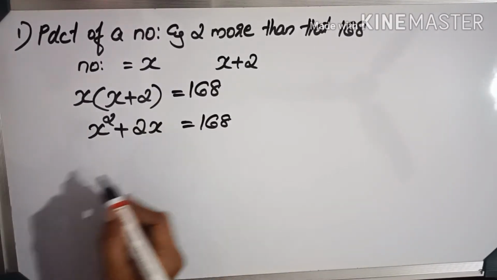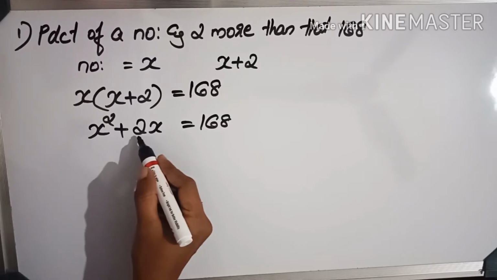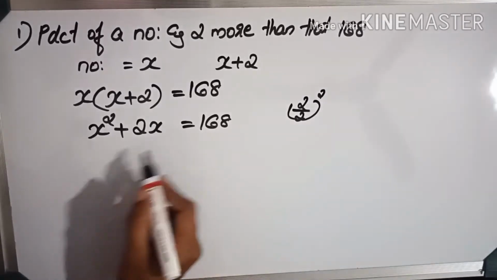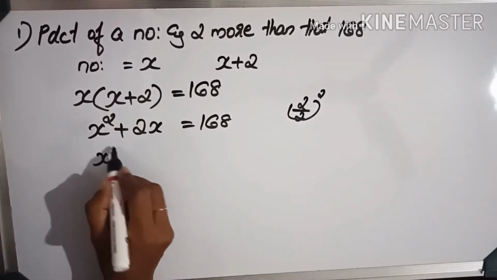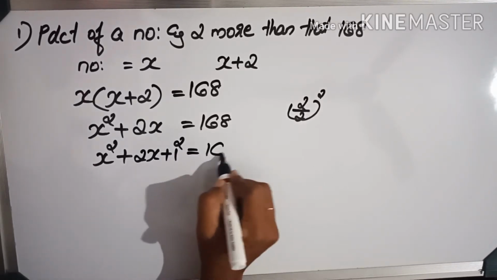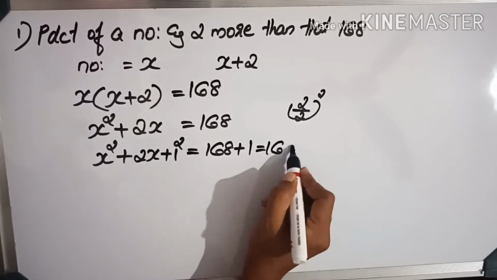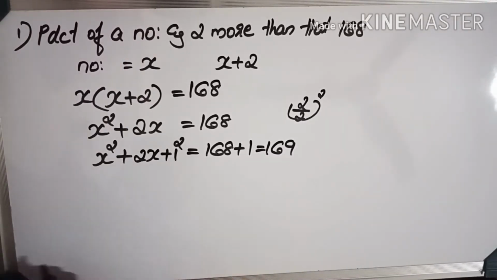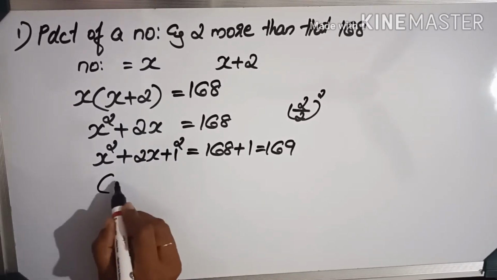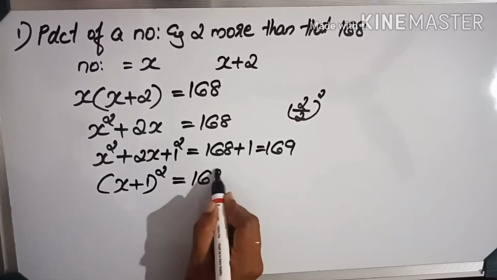Now here we can't apply the square completion method directly. So what we will do? We will consider the coefficient of x, that is 2. Then 2's half, whole square. 2 by 2 is 1. So 1 square we will add on both sides. So x square plus 2x plus 1 square equal to 168 plus 1, which is 169. Now x square plus 2x plus 1 we can write as x plus 1 whole square equal to 169.